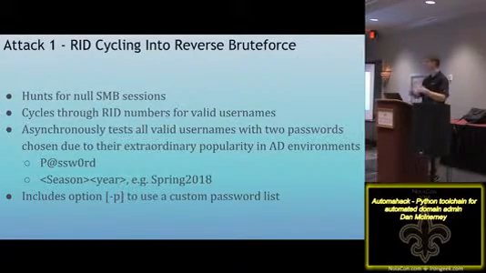And you can just cycle through all the RIDs because you know they start at 1,000. So you can just start at 1,000 and go up to like 50,000 and get everyone's usernames. That's how it finds usernames. Then we asynchronously test all of these usernames using 2 passwords. These are the most effective 2 passwords on AD environments that I have ever seen, and I've been working in AD environments for years. It's password with an @ and a 0, and it's season and year, like spring 2018.